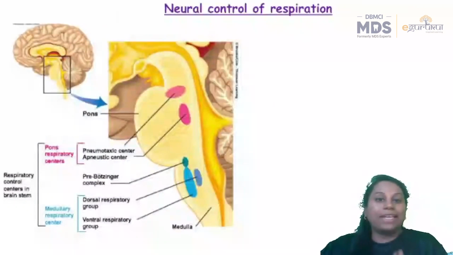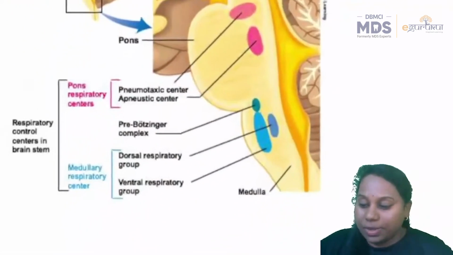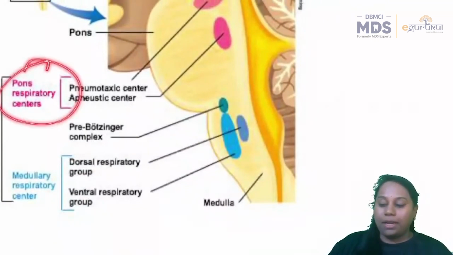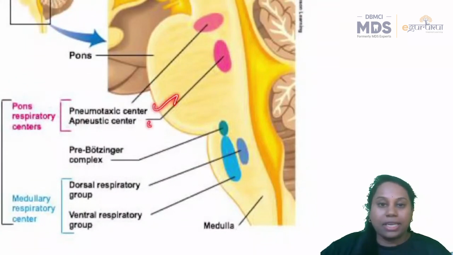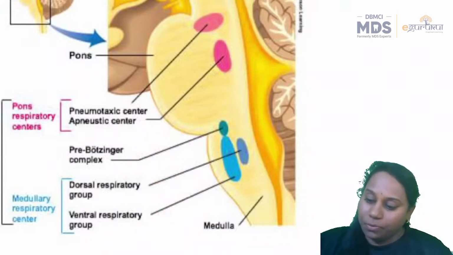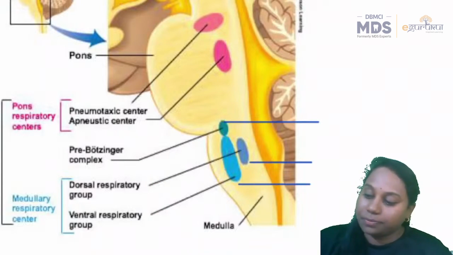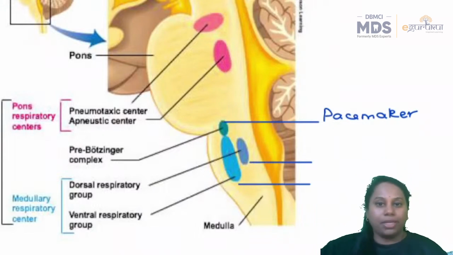What are the brain centers? Neural control of respiration. How does the brain control respiration? The brain has pontine centers and medullary centers. In the pons, the pneumotaxic center and apneustic center. In the medulla, the pre-Botzinger complex, dorsal respiratory group and ventral respiratory group. What is the role of the pre-Botzinger complex? It is the pacemaker for breathing.